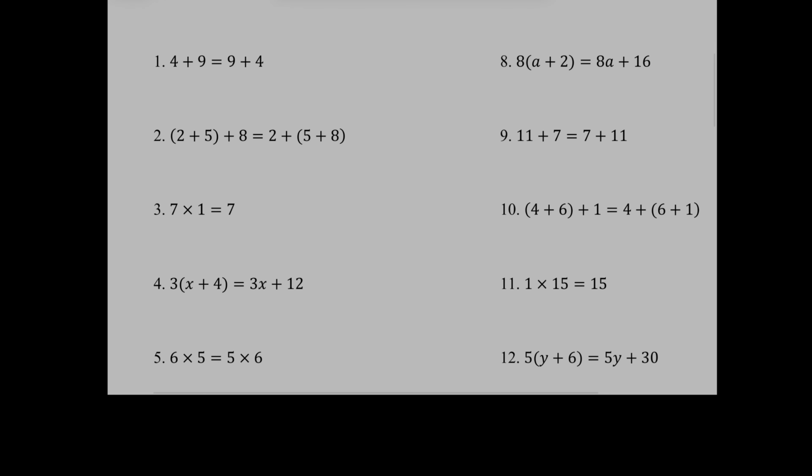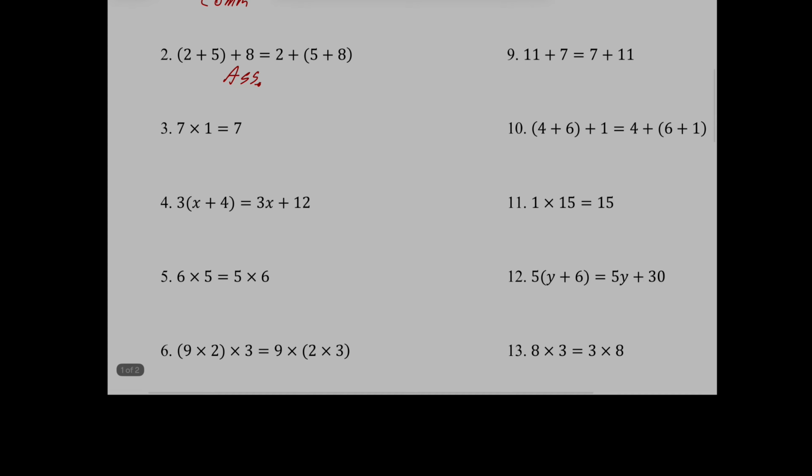All right, so here we go. On this one, I have 4 plus 9 equals 9 plus 4. We switch the order. That right there is commutative, okay? I'll just write C-O-M-M. Now, this one right here, 2 plus 5 plus 8 equals 2 plus 5 plus 8. The order didn't change, but our groupings did. We have the parentheses. That's the associative, okay?